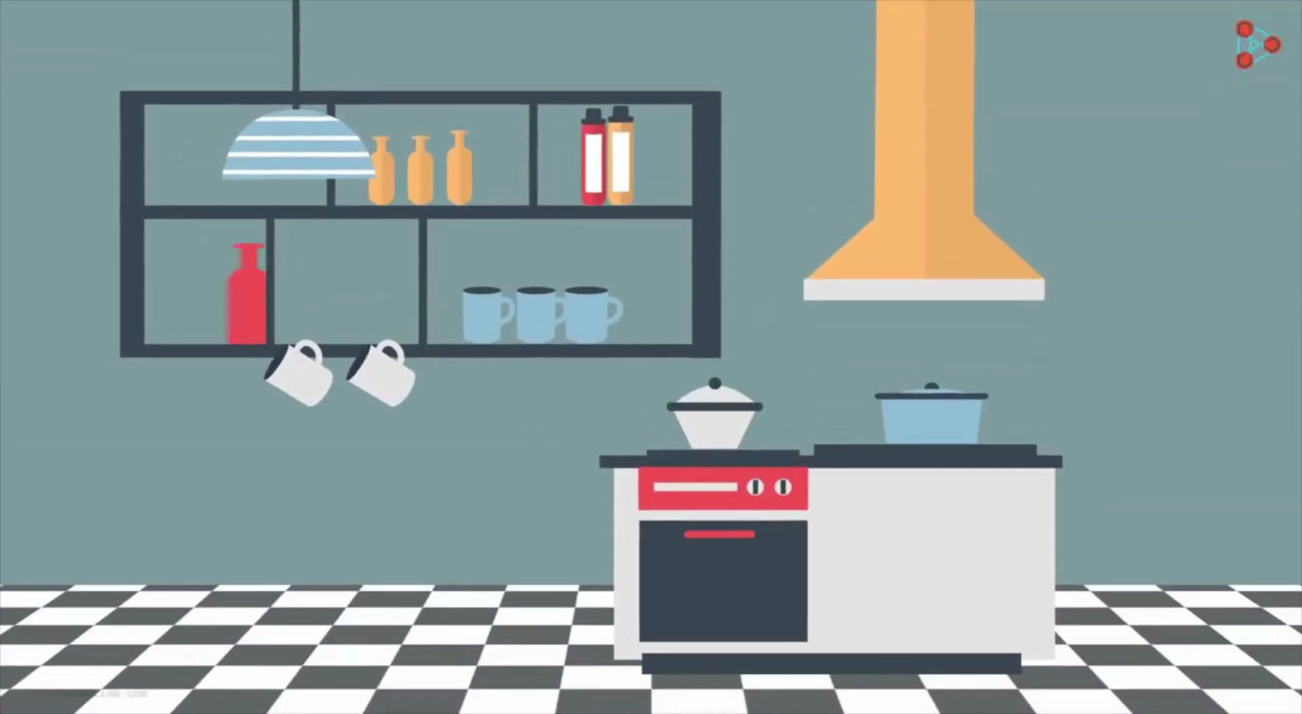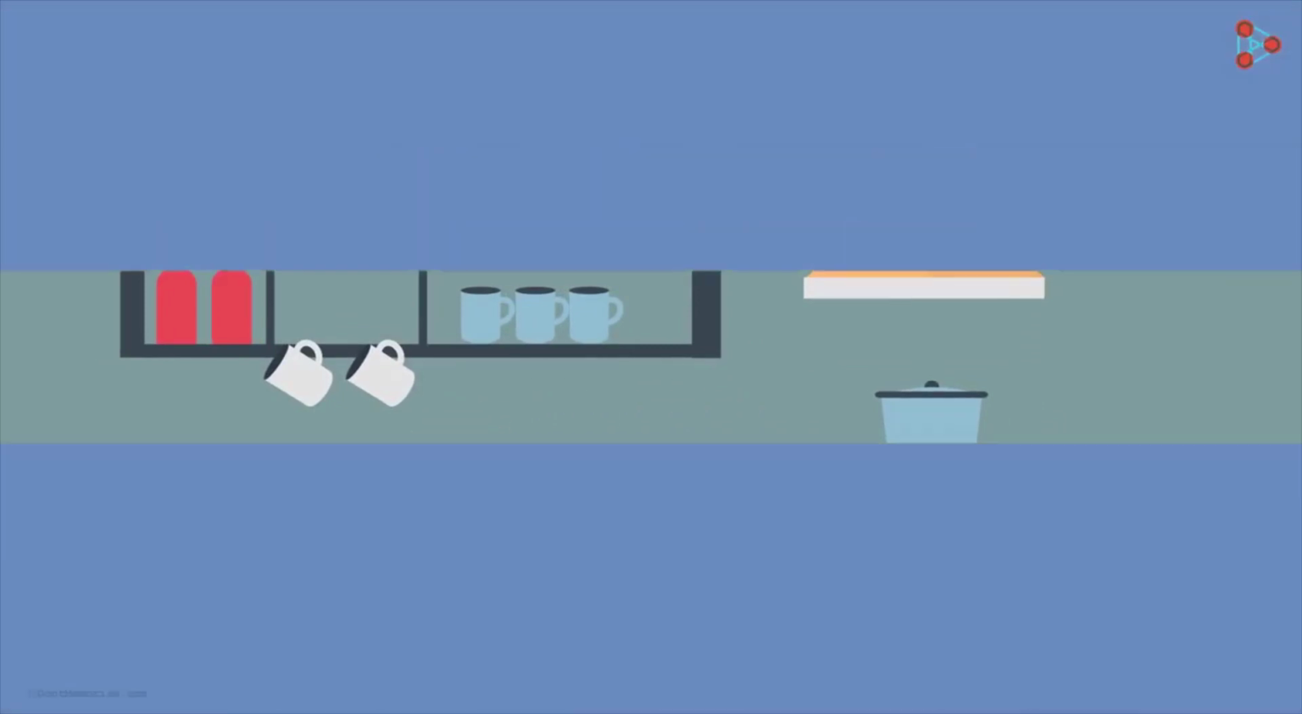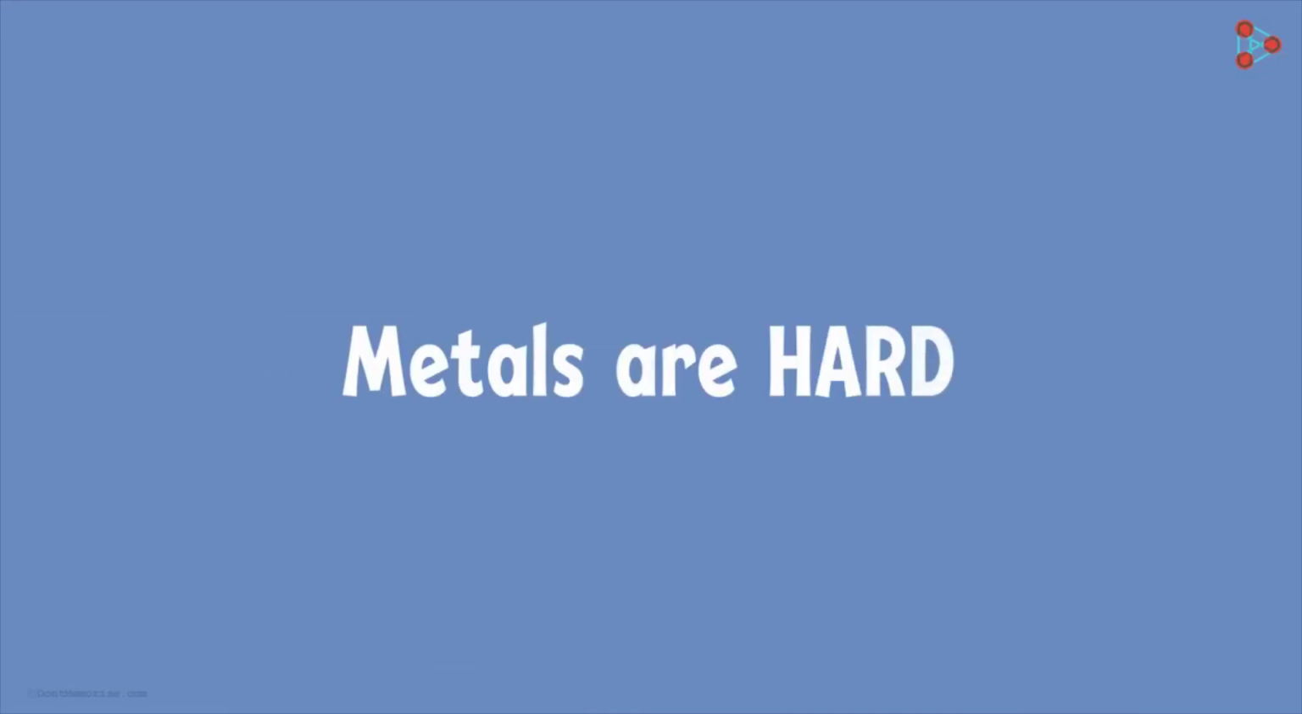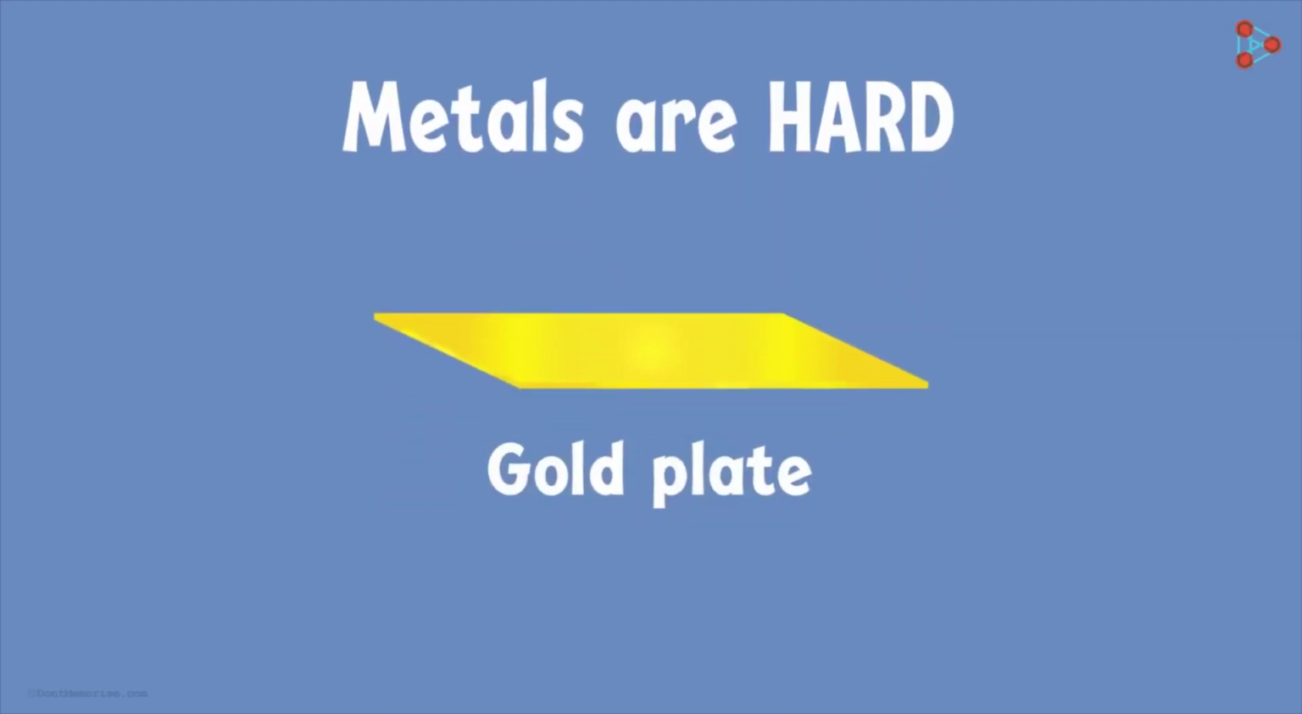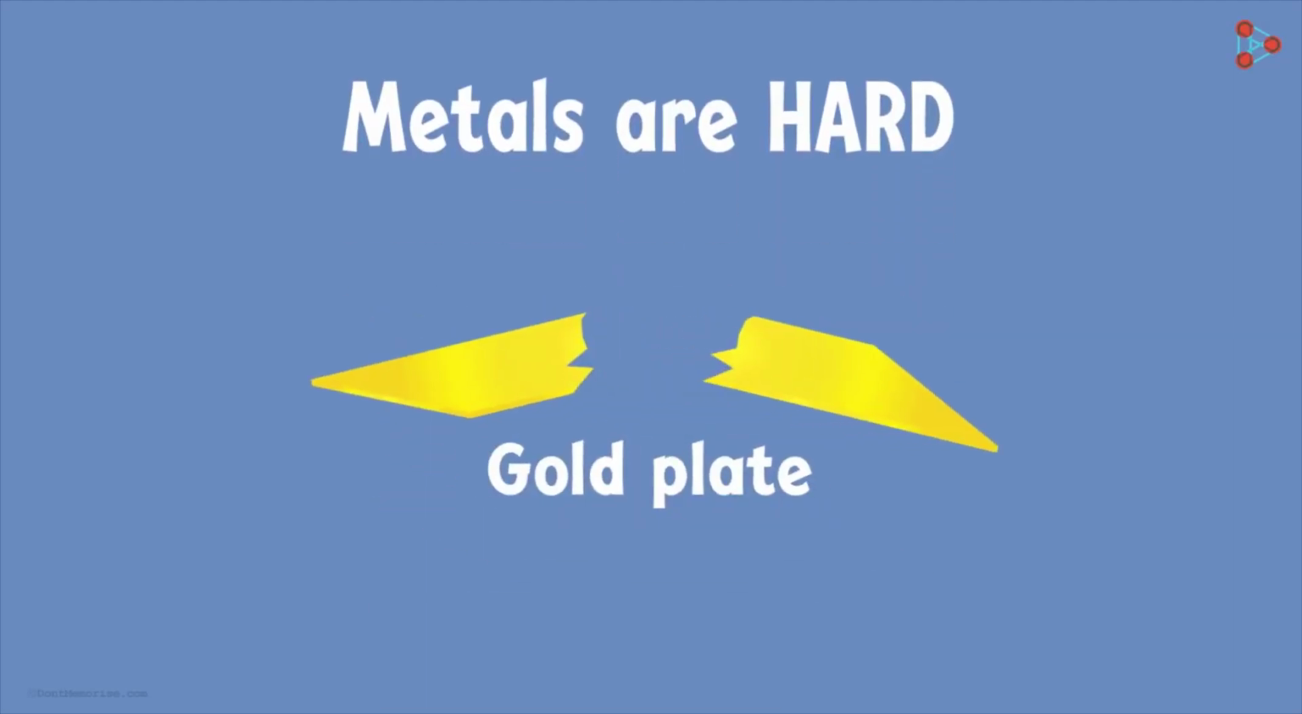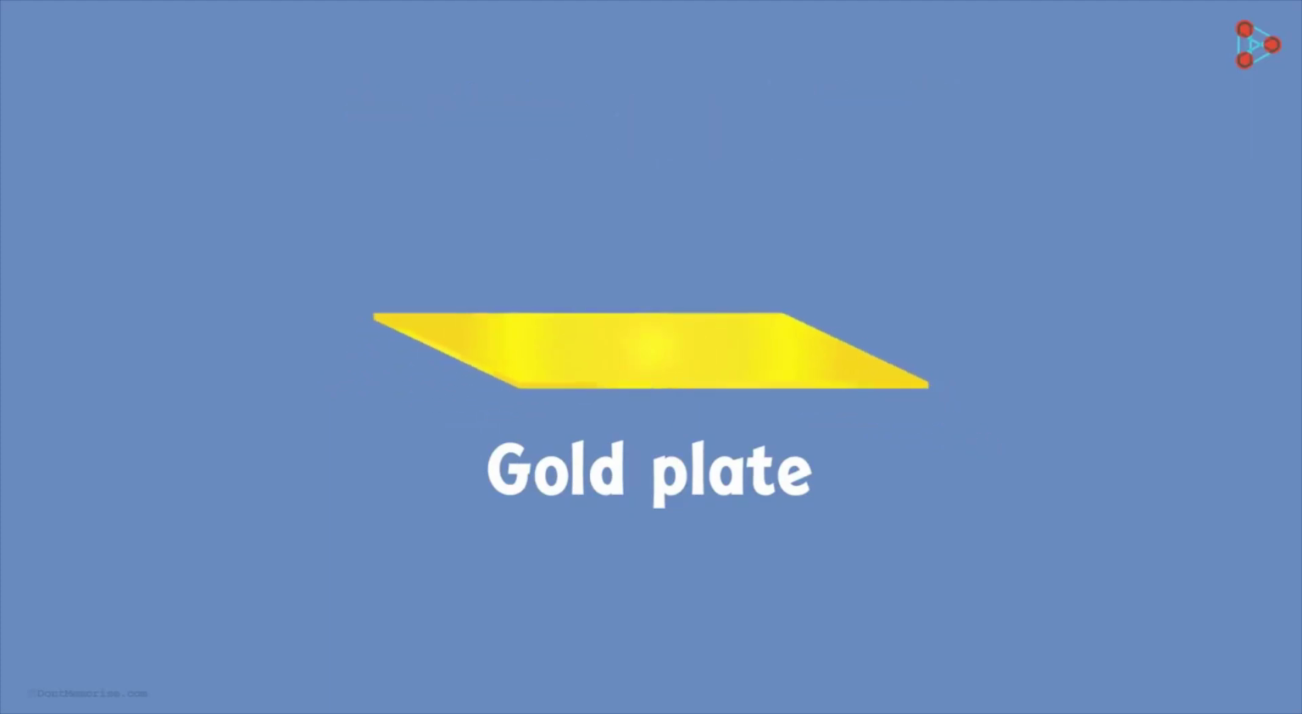Now if the utensil drops on the floor, does it break into parts? No, right? That is because metals are generally hard in nature. However, this hardness varies from metal to metal. A very thin plate of gold, for example, can be easily broken with a little pressure. Plate? Did I say plate of gold?